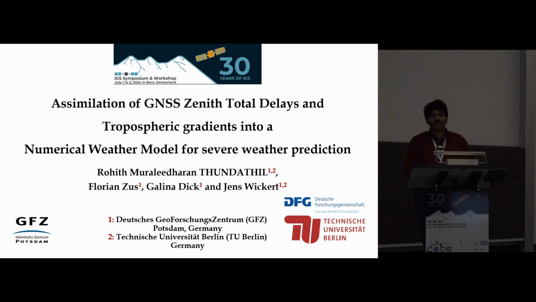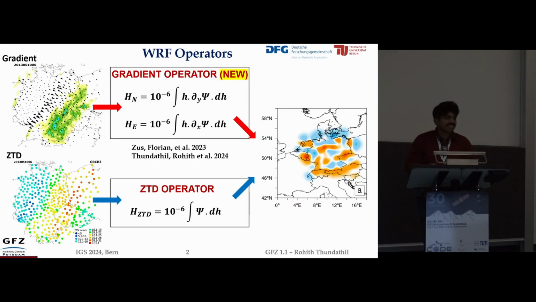My name is Rohith Thundathil. I'm a postdoc at the German Research Center for Geosciences and the Technical University of Berlin. My co-authors, Karina and Jens, are already here. Our research focus is on the assimilation of GNSS products into the weather model for severe weather prediction. We mainly focus on the tropospheric gradients in this presentation.